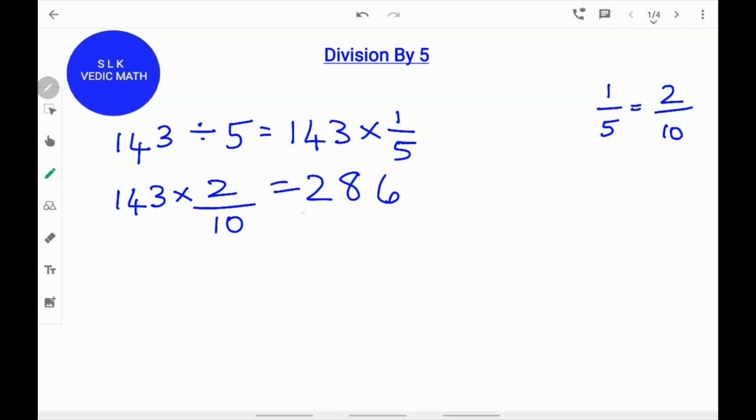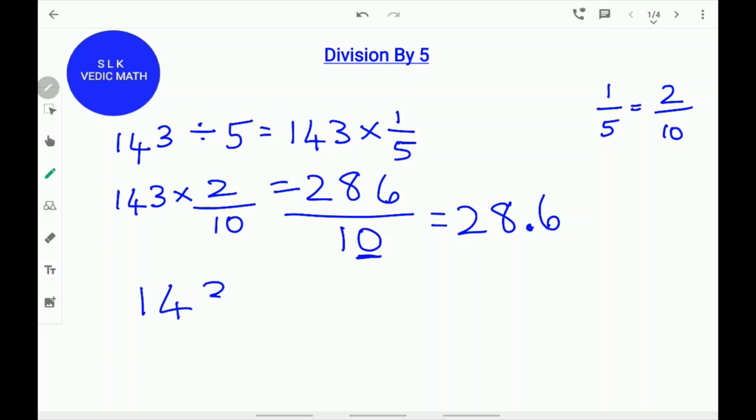Next, divide 286 by 10. Place a decimal point 1 digit before because there is 1 0 in 10. So, 28.6. So, 143 divided by 5 is 28.6.